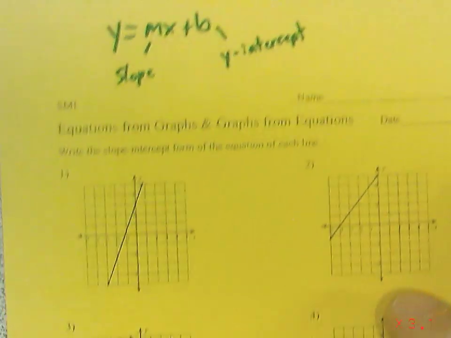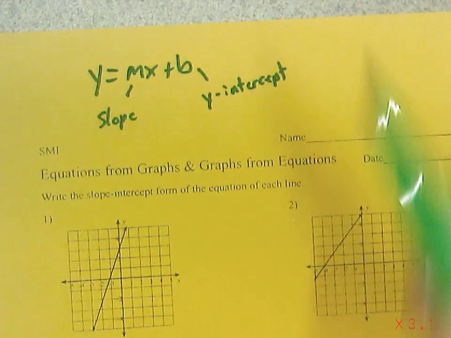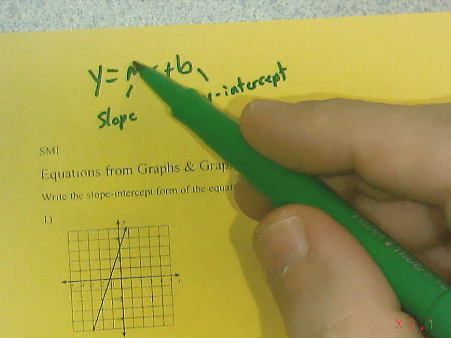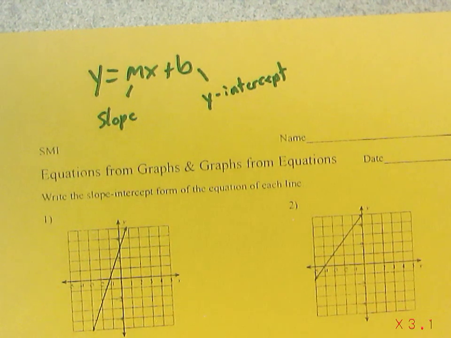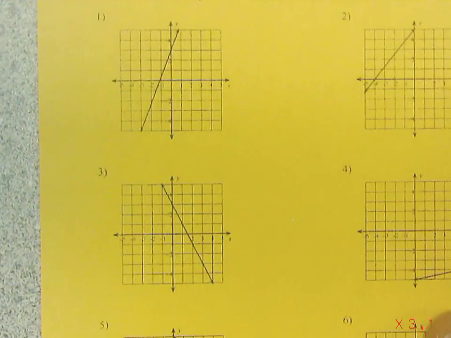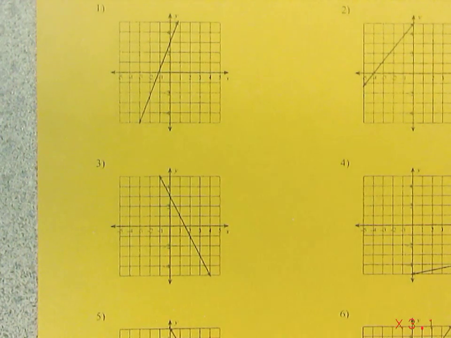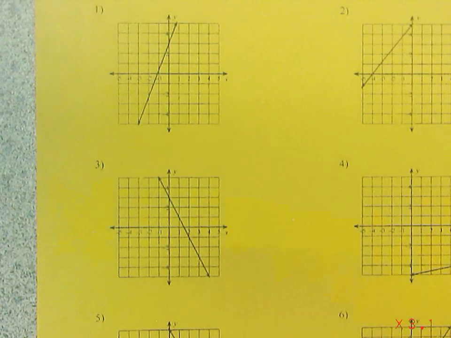So let's go through this and see if we can identify some equations. So again, all I really need to write the equation is I need to figure out what the slope is and what the y-intercept is. Once I have those two things, I can write the equation. So looking at number 1 here, to find the slope, we basically need to identify 2 points on the line where it's hitting an intersection on the grid.